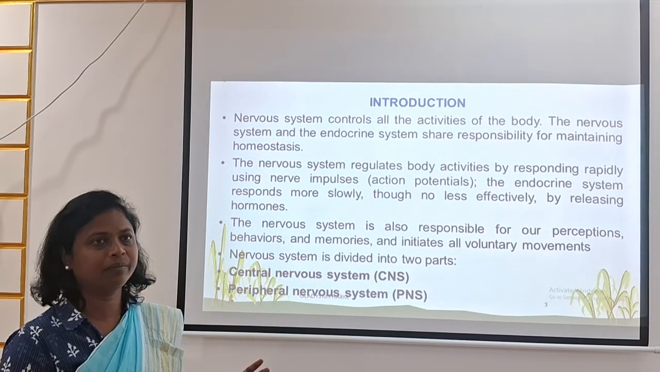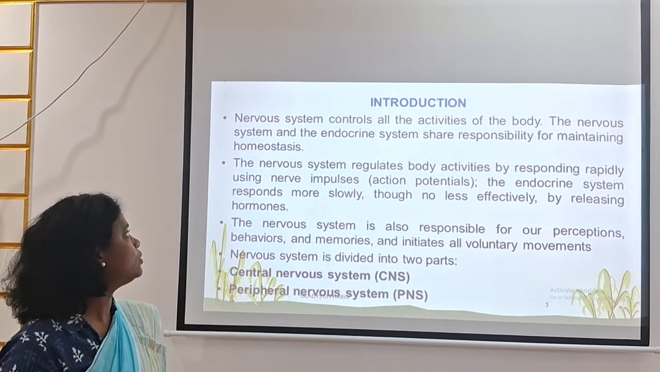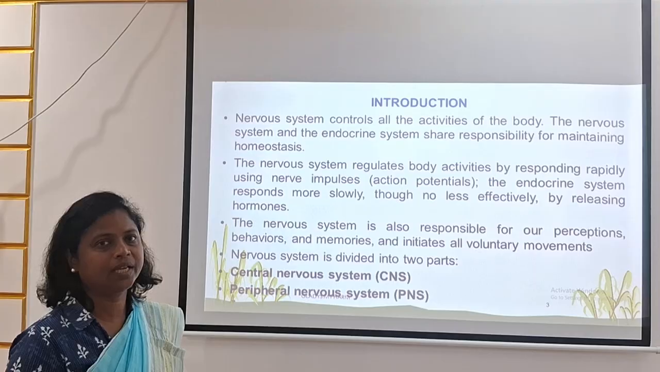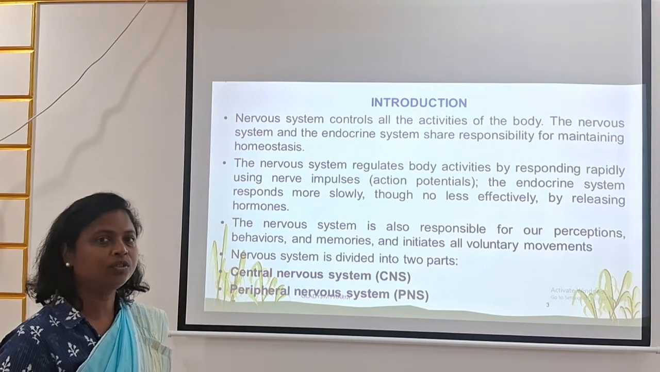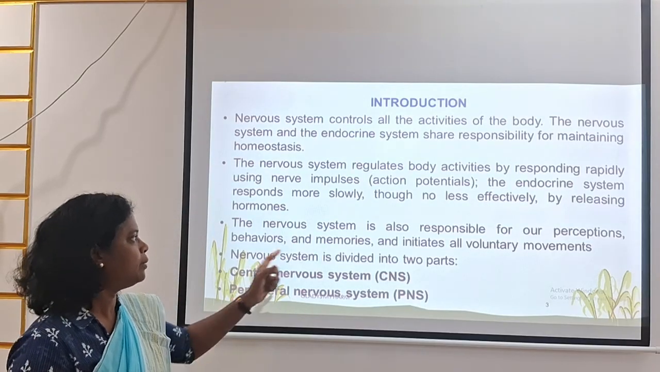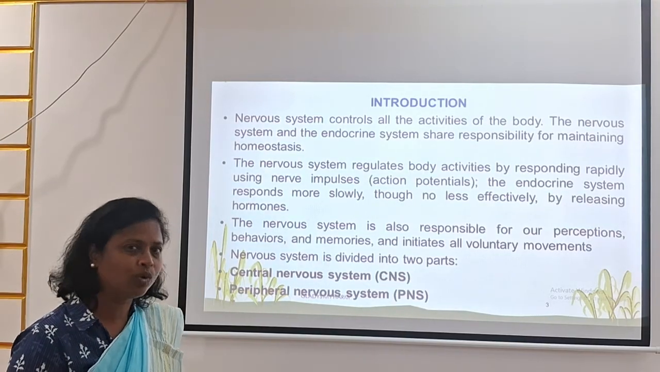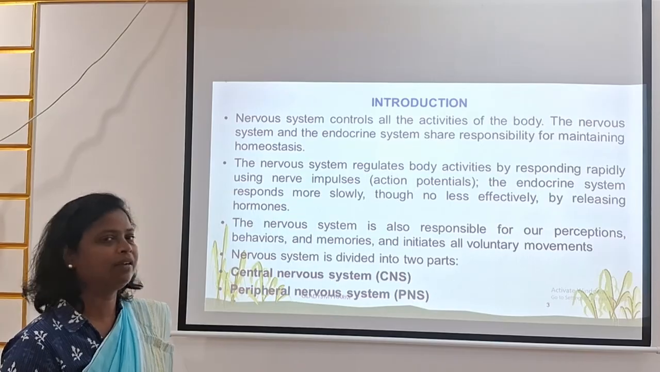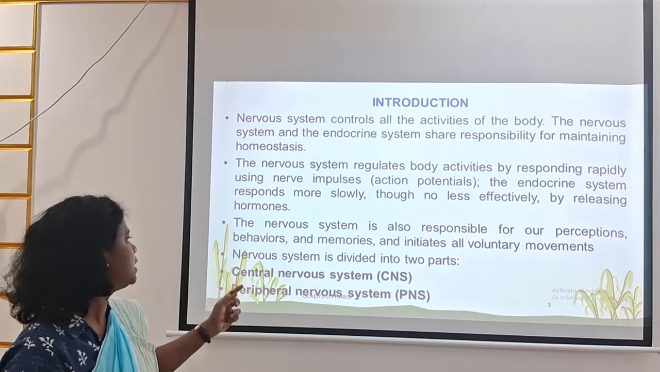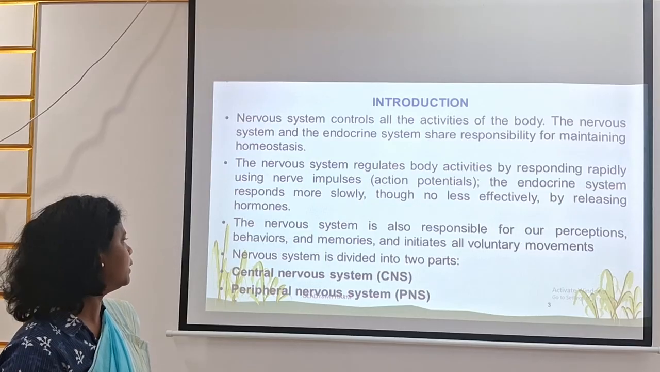So our nervous system entirely controls or regulates the activities of the body, and it goes hand in hand with the endocrine system, which shares the responsibility for maintaining the homeostasis of the human body. The nervous system regulates the body activity by responding rapidly by the nerve impulse, and the endocrine system responds more slowly and not as effectively by releasing the hormones. It is also responsible for our own perceptions, behavior, memories, and initiates both voluntary and involuntary movements.